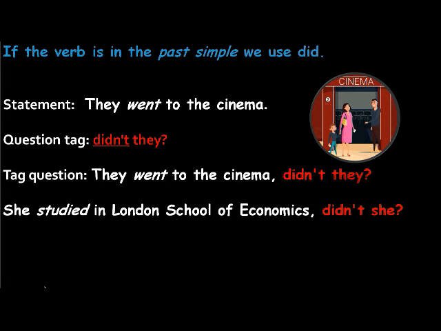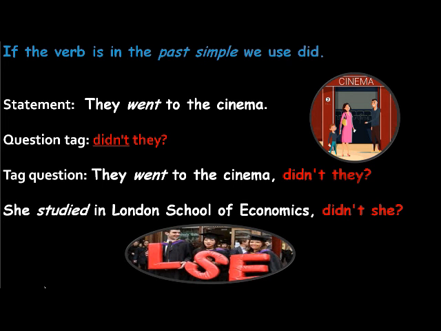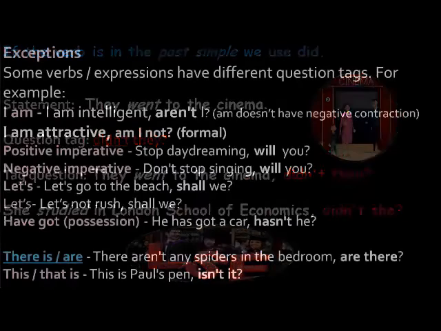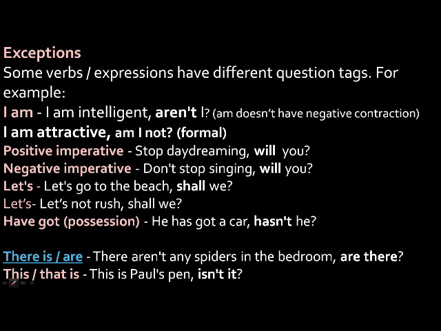She studied in London School of Economics. Again a positive statement. Didn't she? However, we use a positive question tag for a negative statement and a negative question tag for a positive statement. There are exceptions too. Some verbs and expressions have different question tags. For example, I'm intelligent, aren't I? I used aren't I because am doesn't have a negative contraction. You could also say am I not, like I'm attractive, am I not, but that is too formal to use.